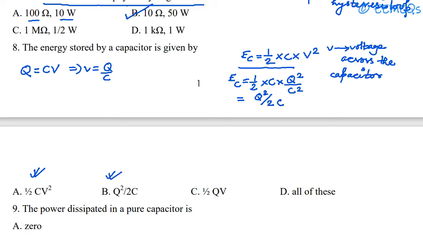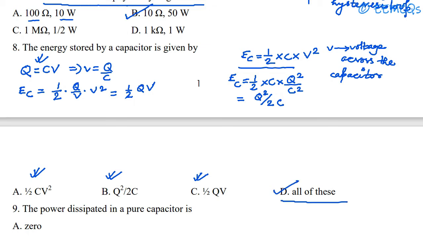Now let us check the last option. This EC can also be written as half into Q by V into V square, as from this equation you can get C is equal to Q by V. So from this you can write EC is equal to half into Q into V. So option C is also correct. So definitely here option D, which says all of these, is our correct answer.